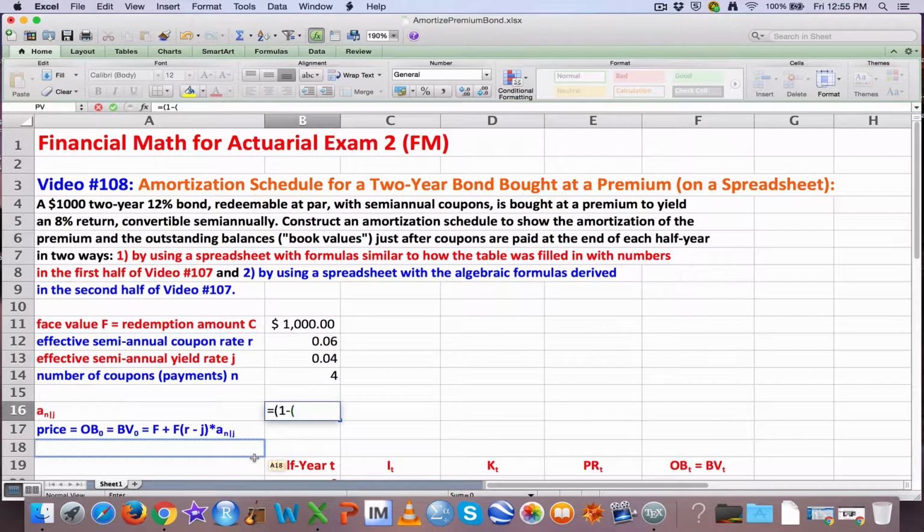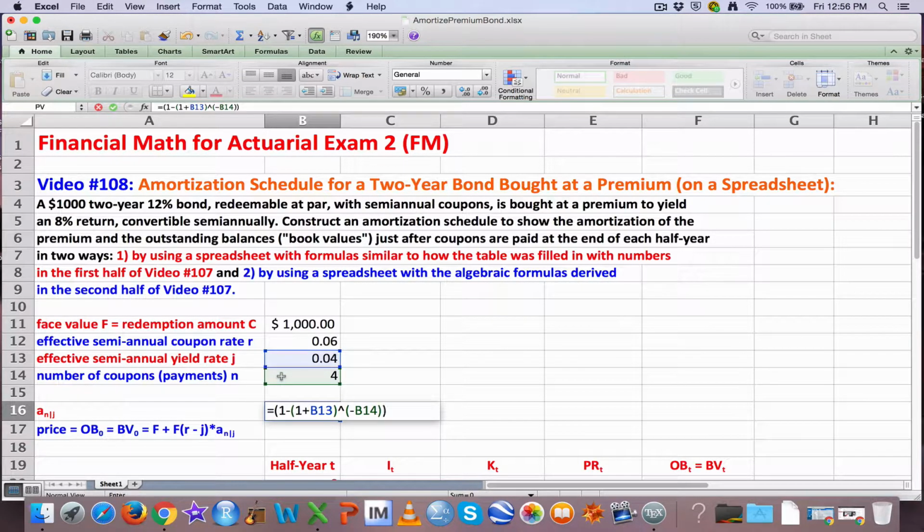V is, of course, 1 plus J to the negative 1 power, the reciprocal of 1 plus J. Let's go ahead and type in 1 plus j here using the cell reference B13 for where j is. I don't need to use that as a fixed cell reference because I'm not going to copy and paste this formula anywhere, so I can just have it as a B13. That is 1 plus j. Raising that to the -1 power would produce v. V to the positive 4 power would be the same as 1 plus j to the -4 power. So I think what I'll do here is put a negative sign now and put B14.